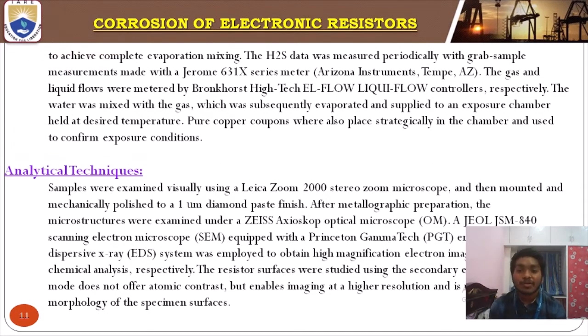To achieve complete evaporation and mixing, the H2S level was measured periodically with grab sample measurements made with a Jerome 631-X meter from Arizona Instruments. The gas and liquid flows were measured by Brooks high-tech EL-Flow and liquid flow controllers, respectively. The water was mixed with the gas, which was subsequently evaporated and supplied to an exposure chamber held at the desired temperature. Pure copper coupons were also placed strategically in the chamber and used to confirm exposure conditions.